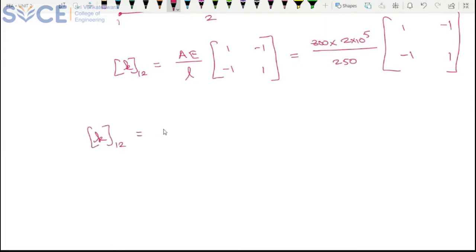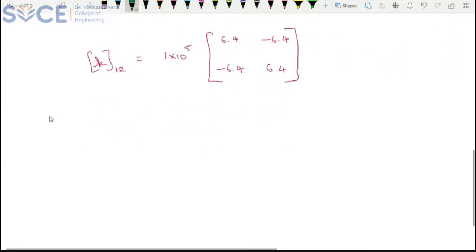So let me consider 1 into 10 power 5 as an outside term. The remaining I will put in, so you'll get 6.4, minus 6.4, minus 6.4 and 6.4. So this is for element 1. Next we proceed with element 2.